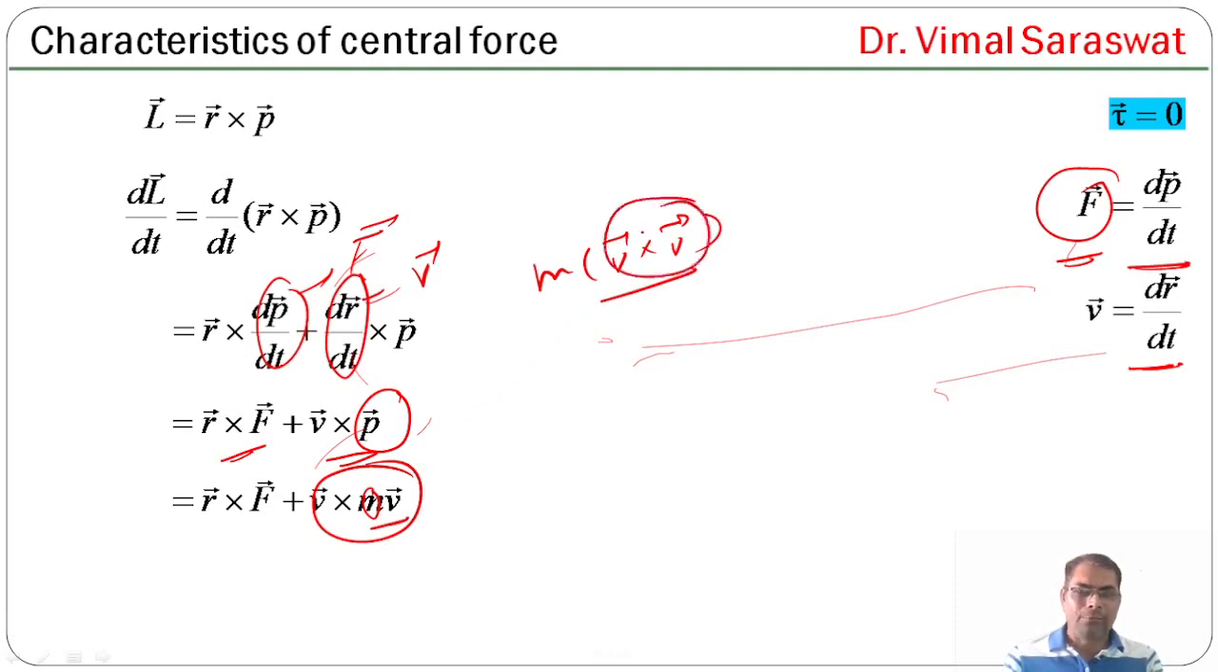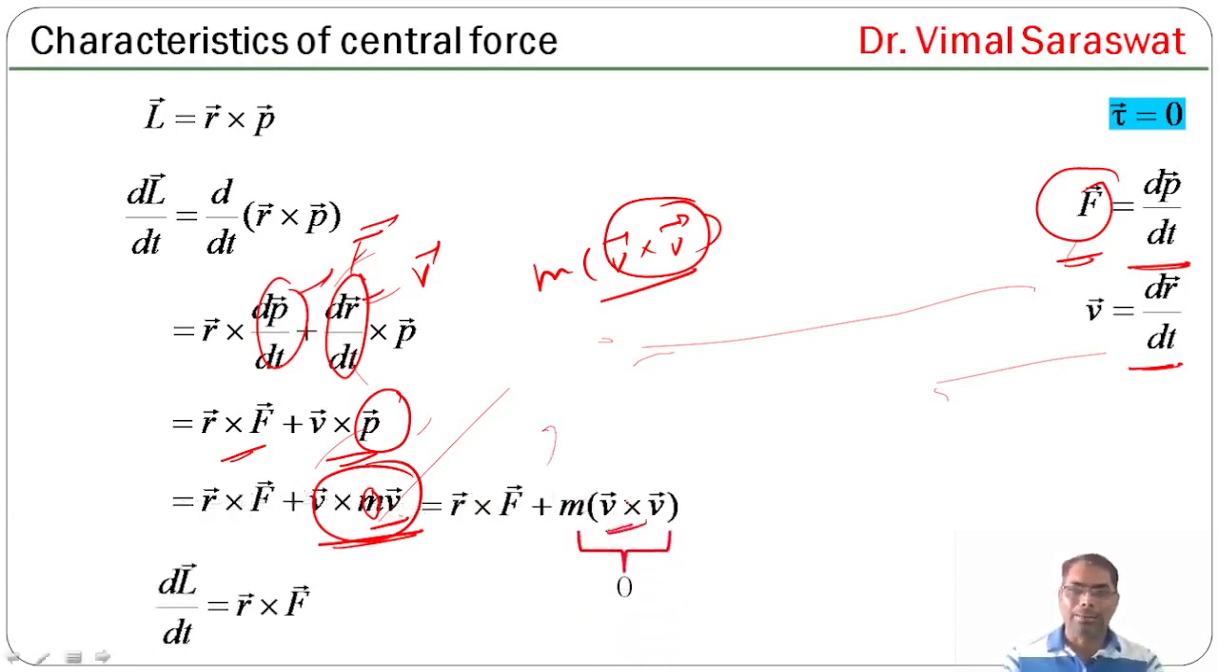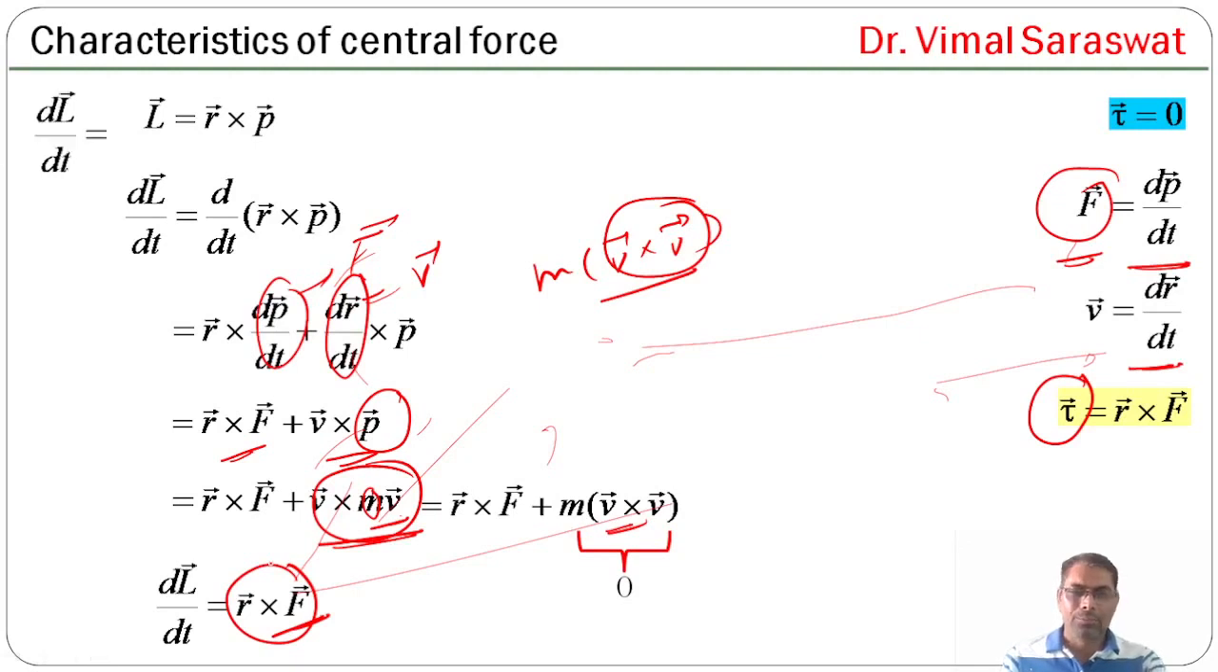So v cross v will be 0. It means v cross mv will be 0. So this is 0, and therefore dL by dt equal to r cross F, and r cross F is actually torque. So this is actually our torque. It means dL by dt equal to torque. So torque is actually the rate of change of angular momentum. It is same as the force in linear motion.